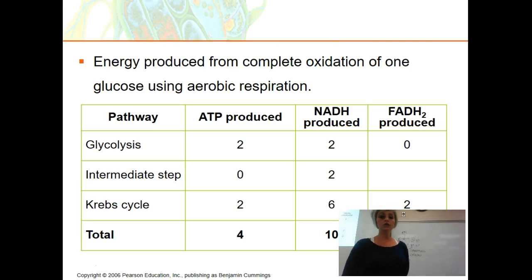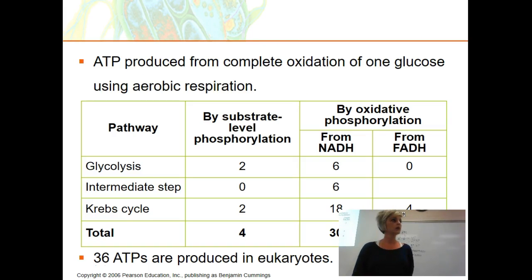When you look at the energy produced, aerobically versus anaerobically, prokaryotically versus eukaryotically, prokaryotes generate more ATP than eukaryotes, and aerobic respiration is going to give us the most energy. 38 molecules for prokaryotes. Now, questions on that?